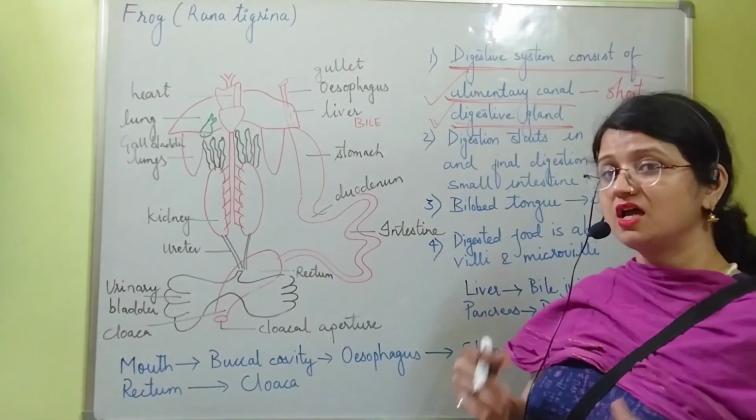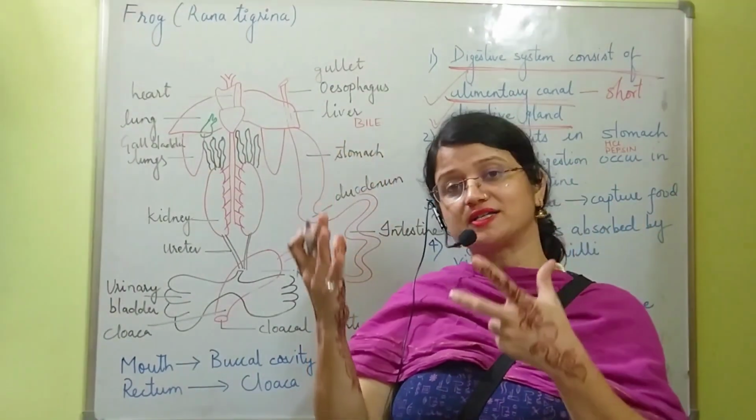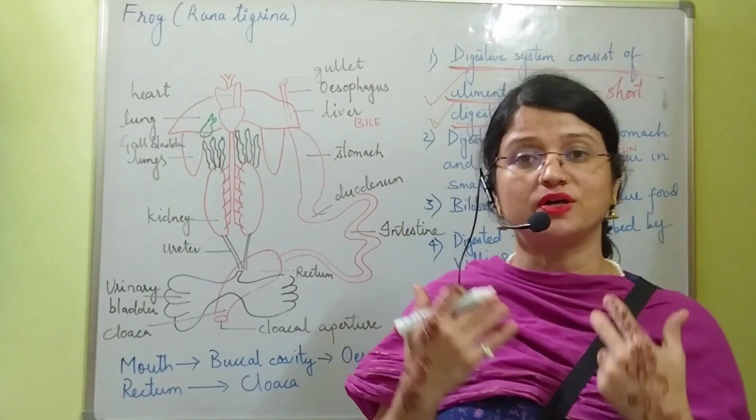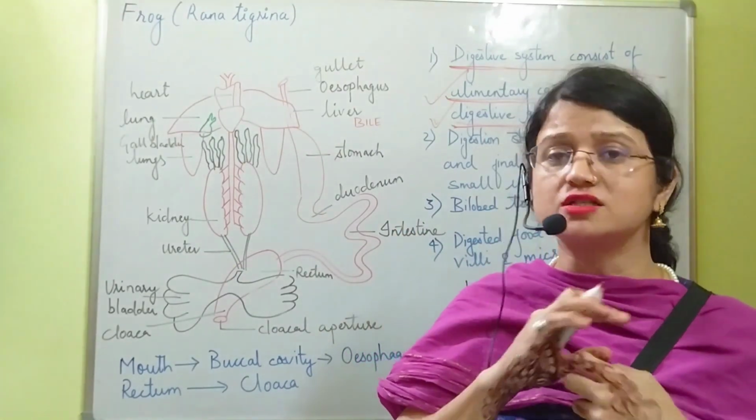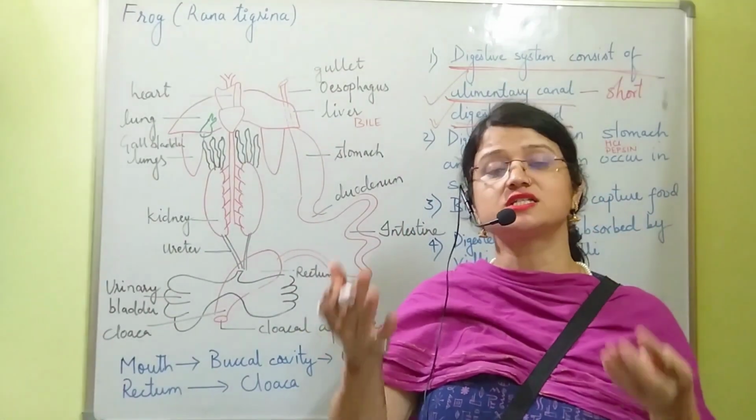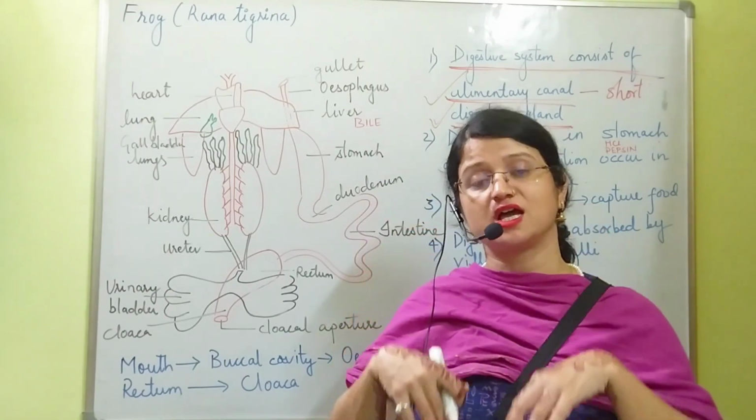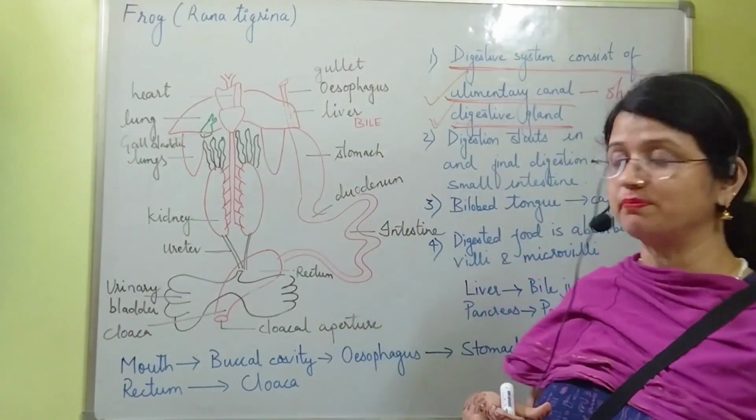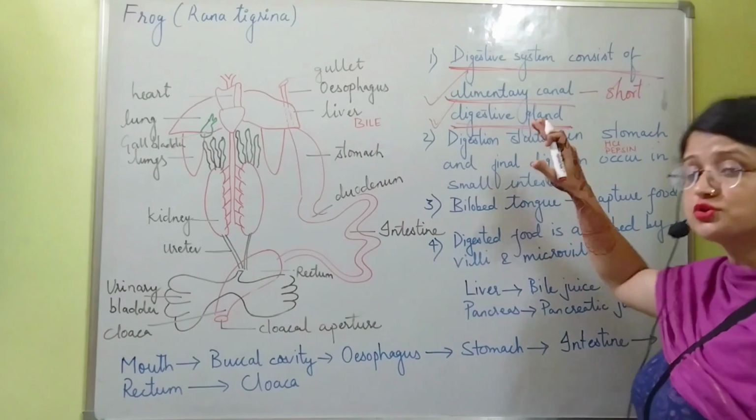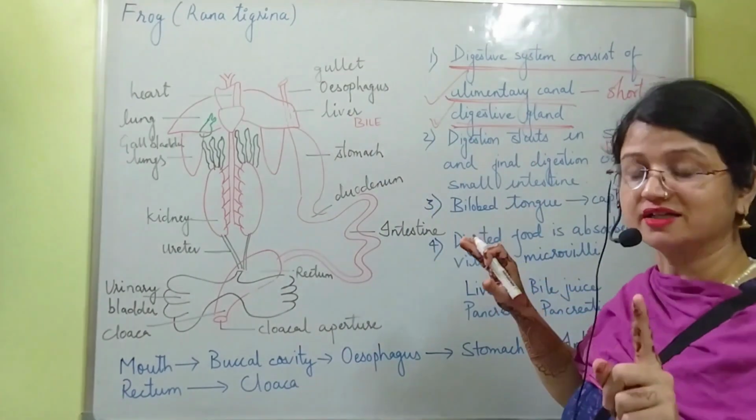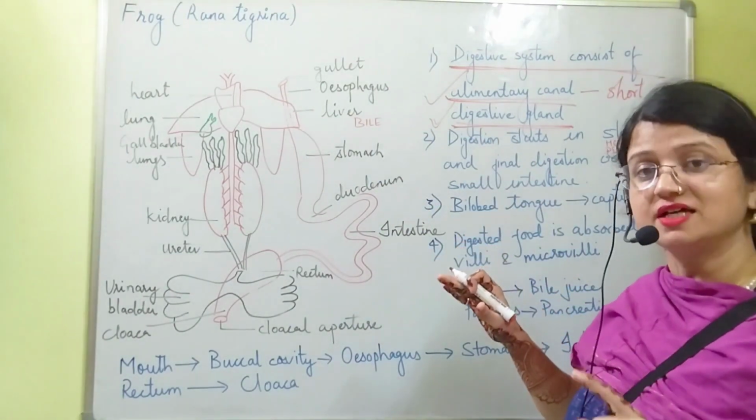Now what happens? Since its upper jaw has teeth while the lower jaw does not have teeth, so there is no chewing of the food. It just swallows the food and passes it into the stomach. So the digestion will not start in the mouth, it will start in the stomach.